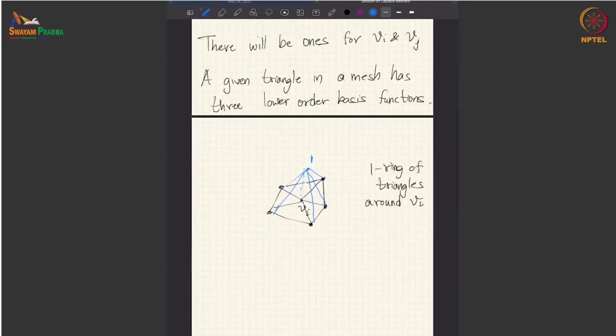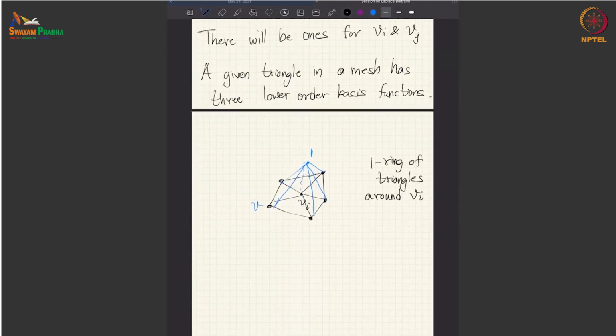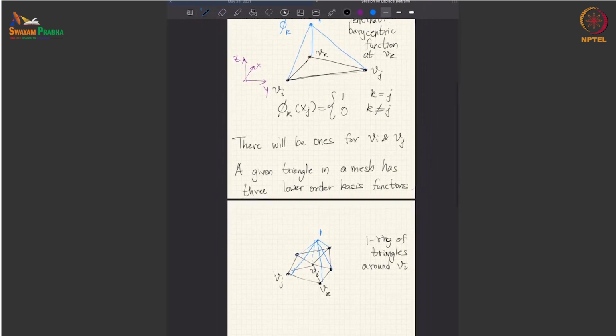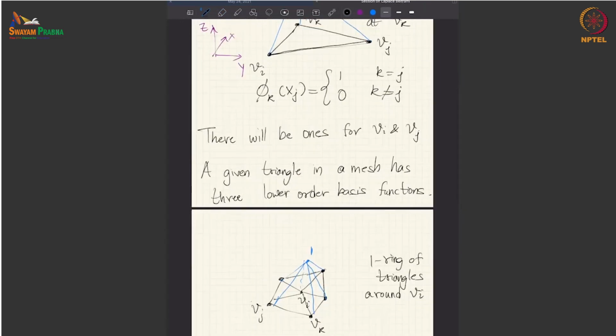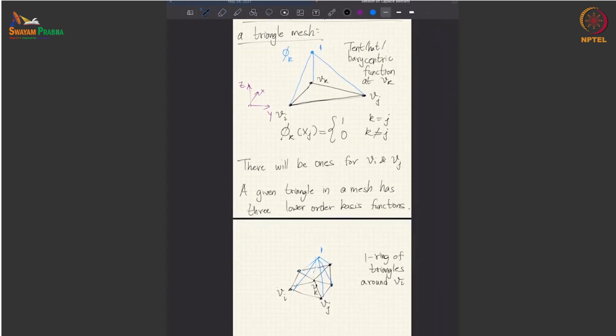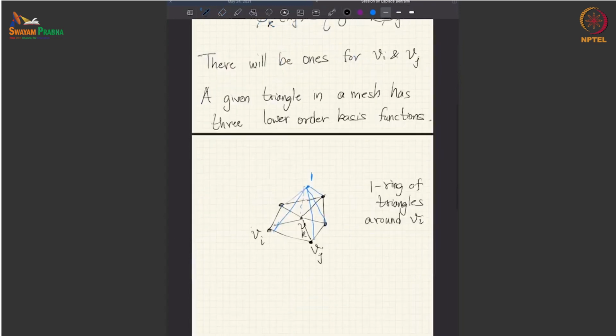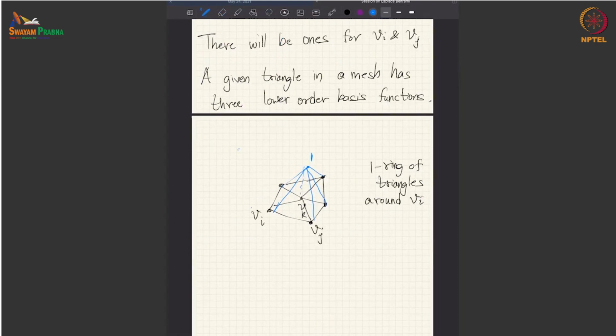So this is my triangle, vertex Vj and Vk. I did Vk there, maybe I should have done Vk here too. So this is Vi, Vj. So this triangle Vi, Vj, Vk is part of a one ring, and the basis function looks like this tent around these one ring of triangles. This again is P, Vk.